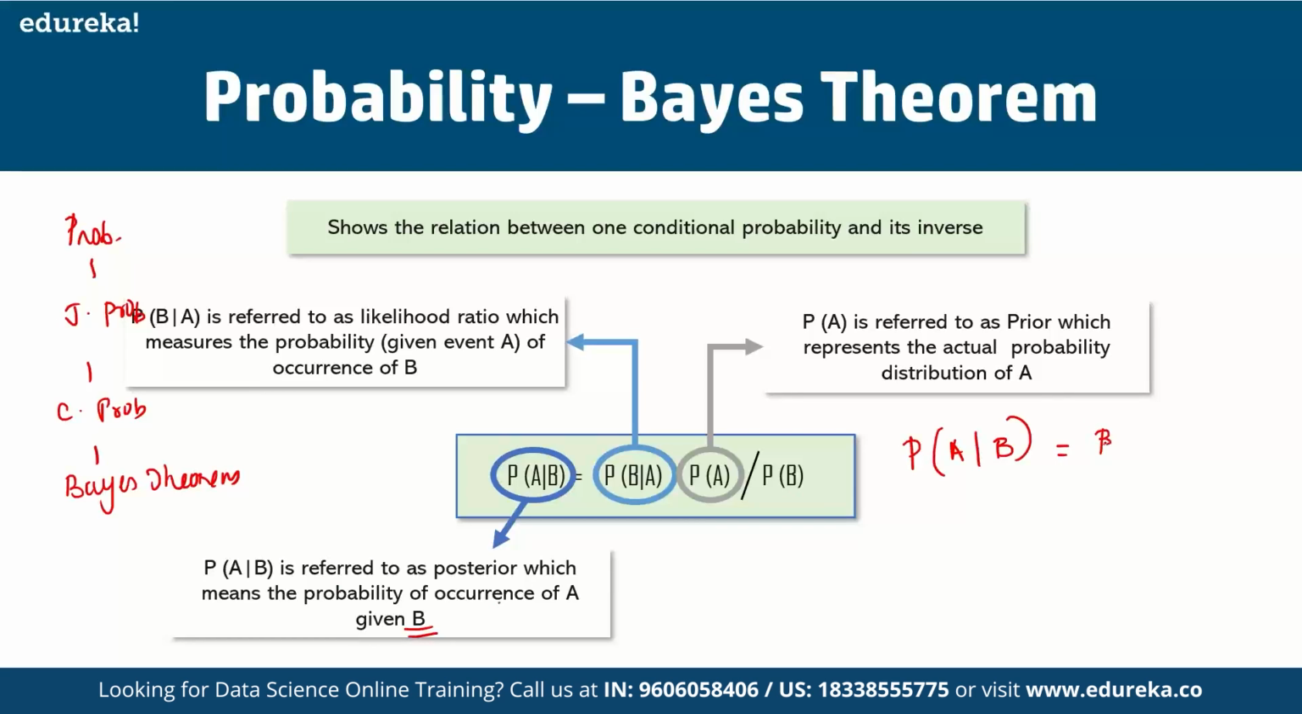For this, the Bayes theorem formula is probability of A divided by probability of B. So we know the probability of event A separately, and the probability of event B separately, multiplied by P of B given A. This P of B given A is referred to as the likelihood ratio, which measures the probability of B given A. So we are just reversing these values, multiplied by P of A. P of A is nothing but the actual probability of getting a value, divided by probability of B.